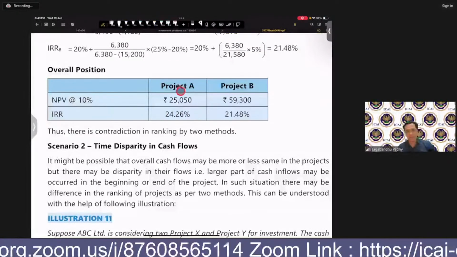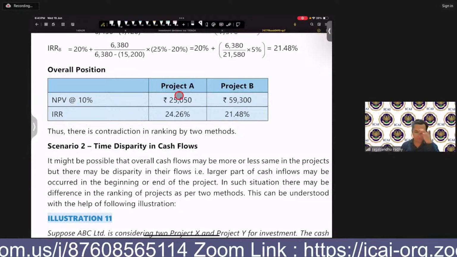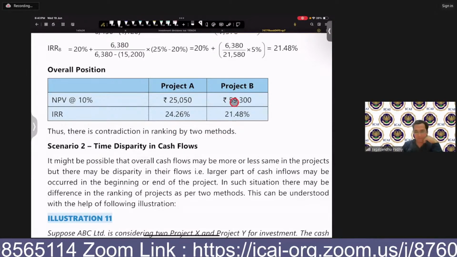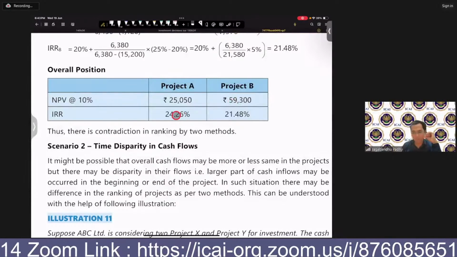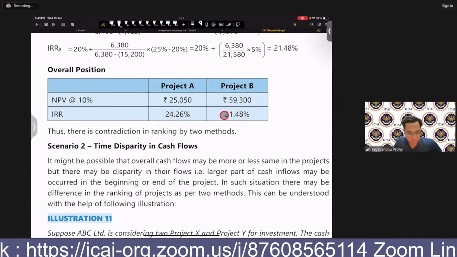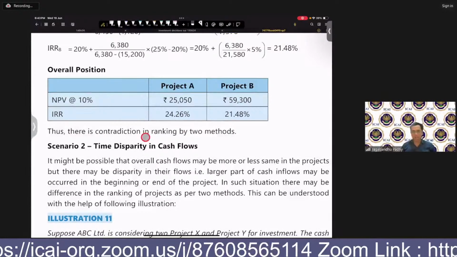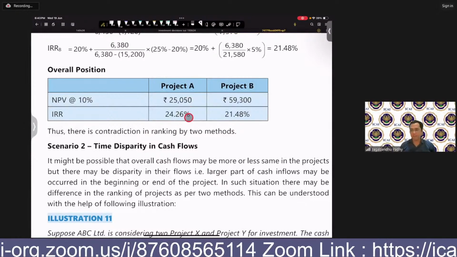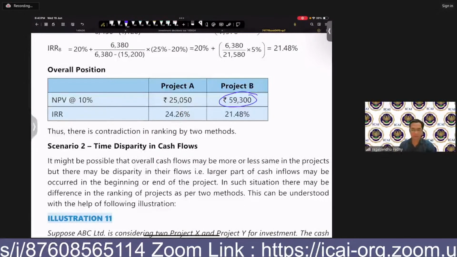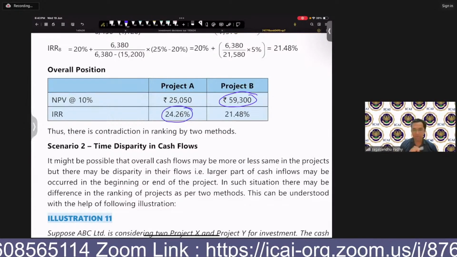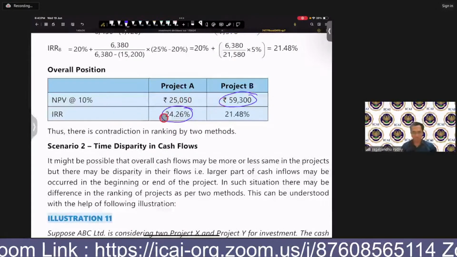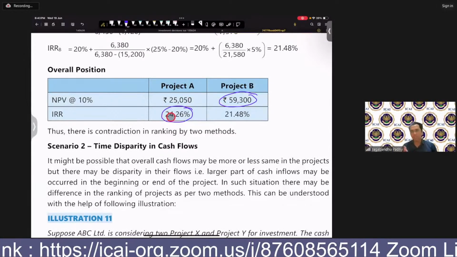See, project A is giving me an NPV of 25,050. Project B is giving me 59,300 as NPV, whereas IRR for project A is 24.26% and for project B is 21.48%. So there's a contradiction in ranking by both methods, right? Because as per NPV, you should be going ahead with this project, and as per IRR, you should be going ahead with this project. So according to NPV, project B should be chosen. According to IRR, project A should be chosen.